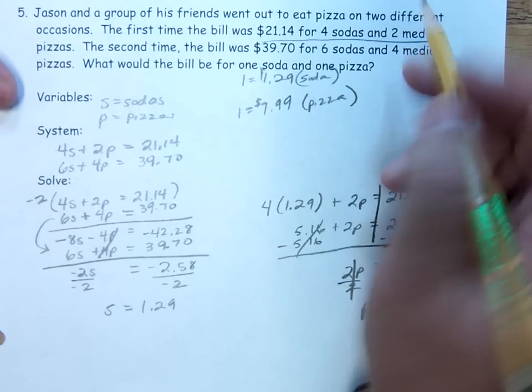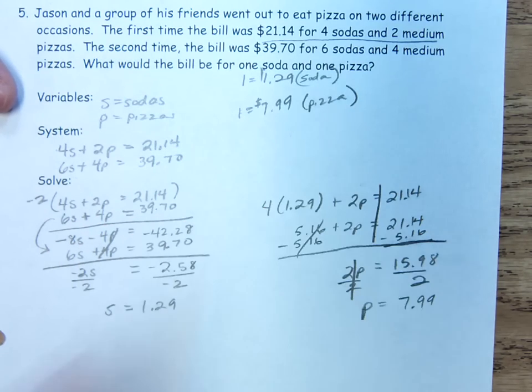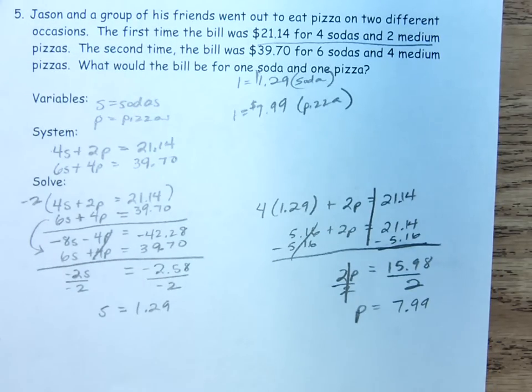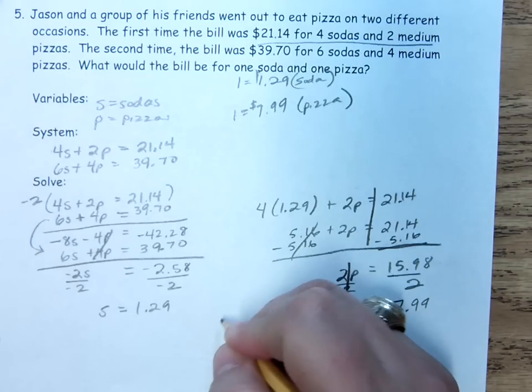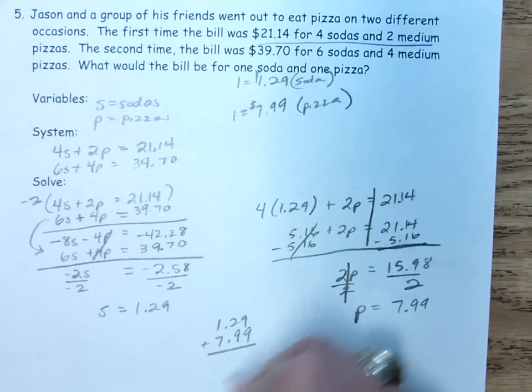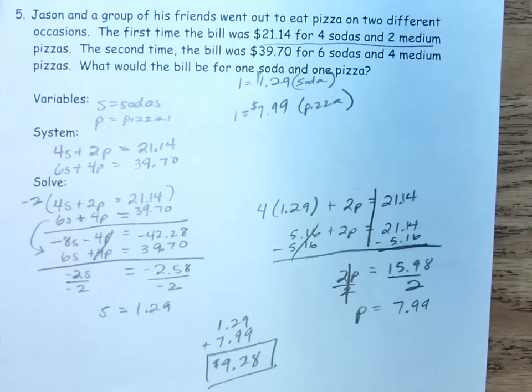Now the question says, what would the bill be for one soda and one pizza? So if I'm feeling like gorging myself and having a whole pizza to myself, and I go in there at the restaurant to sit down, I have to add those together. I'm going to pay $1.29 plus $7.99 for my pizza, and my total is going to be $9.28. So to answer the question, my answer would be $9.28.